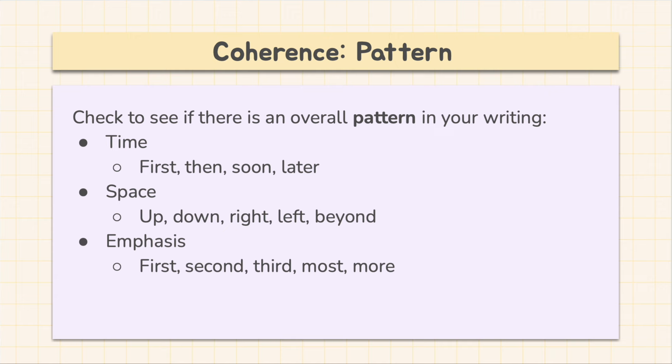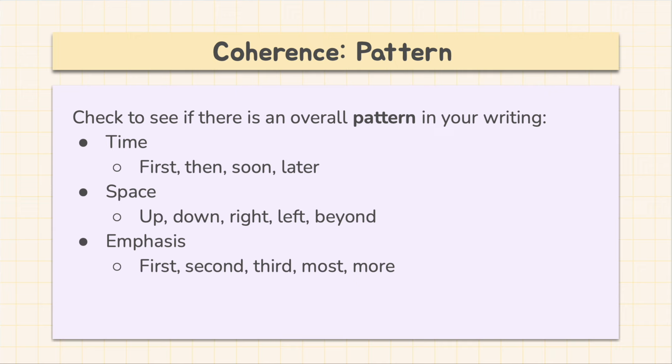The first thing with coherence is you want to check to see if you have a pattern in your writing. In your narrative essay, time was your pattern. You started with this first event, then this happened, then soon that happened, then a week later this happened. If you are describing something, your pattern might be space, like where things are located. Maybe you start with up here there's this thing, then below it here, then right next to it there's this.